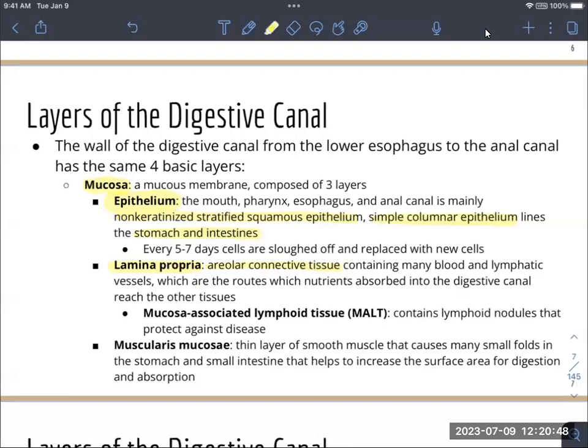In part of this lamina propria, we have that mucosa-associated lymphoid tissue, that MALT that we talked about in the lymphatic system. We find it in certain areas and layers of our digestive system. Those lymphatic nodules. Because as we're eating things, as we take foods in, we need a way to protect ourselves from different diseases that may have found its way onto our food. We have a muscularis mucosa, smooth muscle. We need smooth muscle that goes through our digestive canal because it helps to move things along. It also helps to increase the surface area for digestion and absorption.